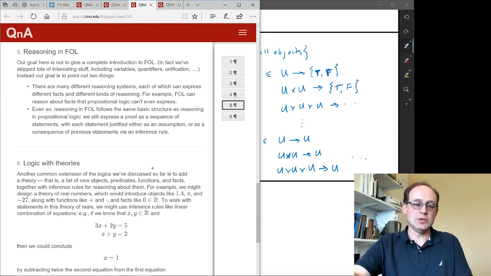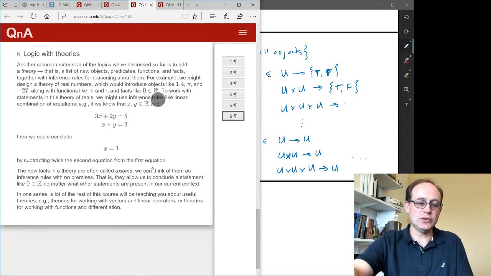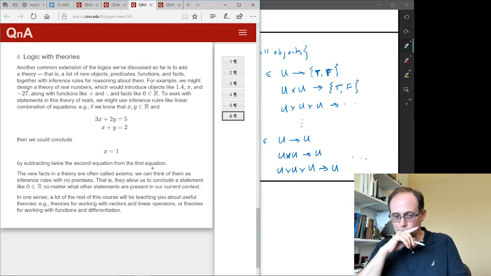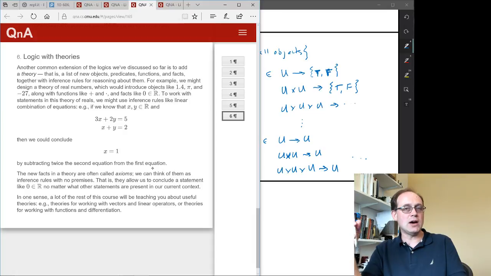So another example would be what's called a logic with a theory. So a theory is basically a set of rules for reasoning about a given type of object. So real numbers or sets or integers or functions, that sort of thing. So the way we do that is we'll start with our existing logic and we'll throw in some new objects, some new predicates, some new functions, some new facts, and possibly some new inference rules for reasoning about these things.